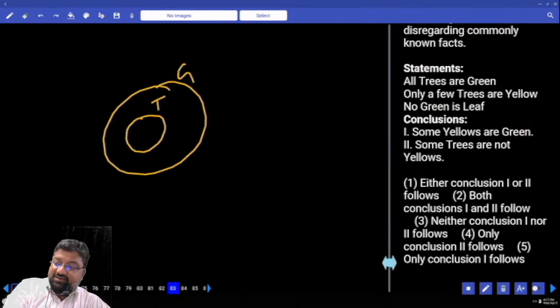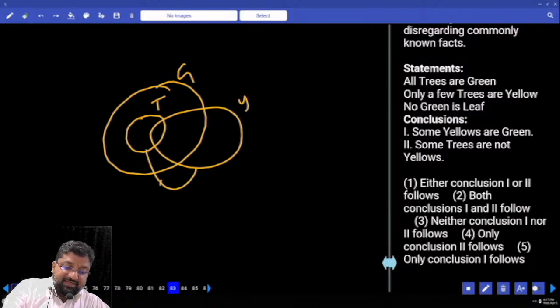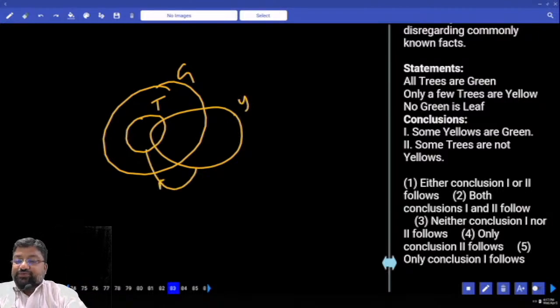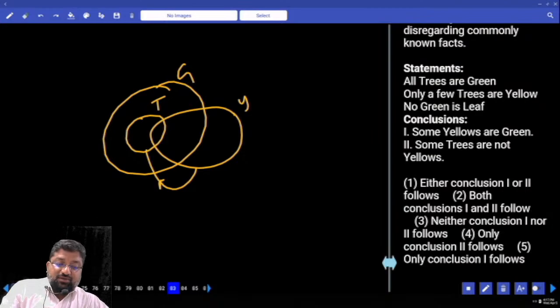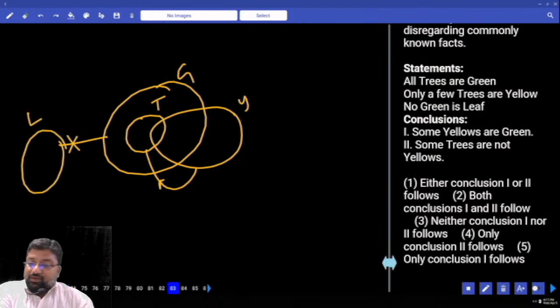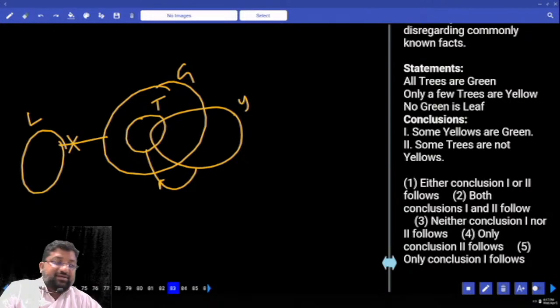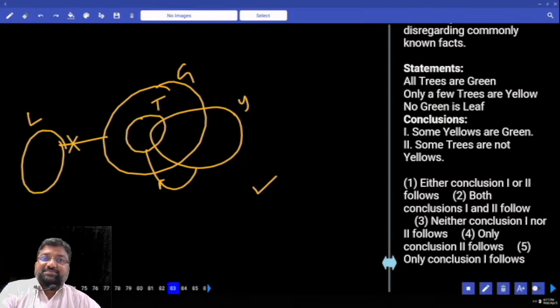Next is what? All trees are green. Only a few trees are yellow. No green is leaf. First one: some yellow are green. Right or wrong? Yes, some yellow are green.